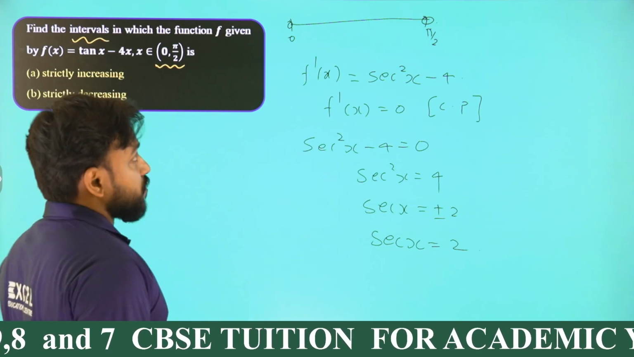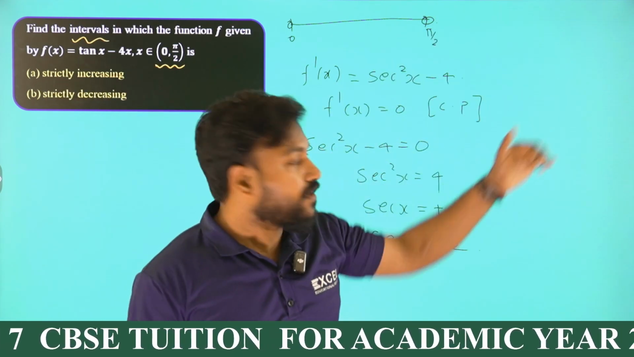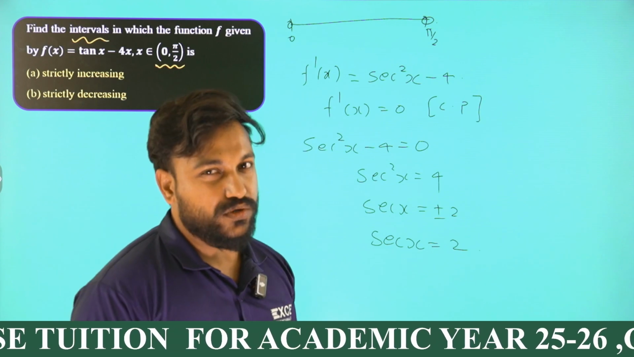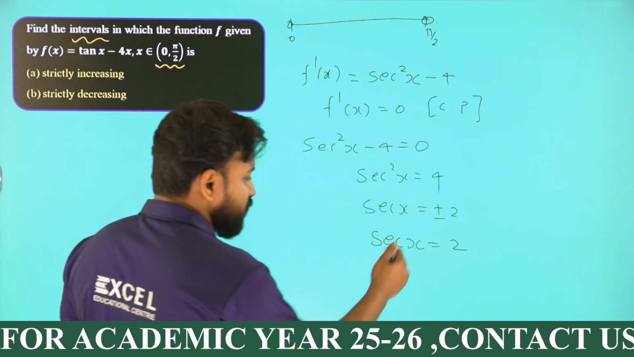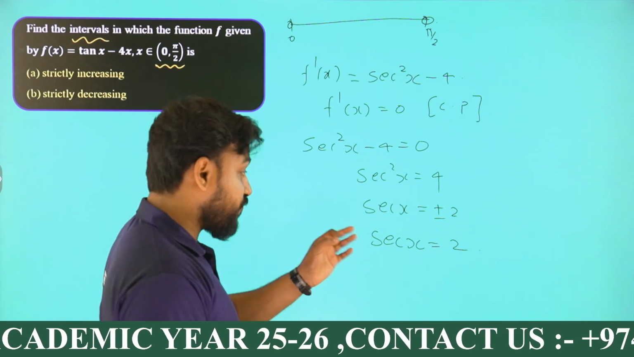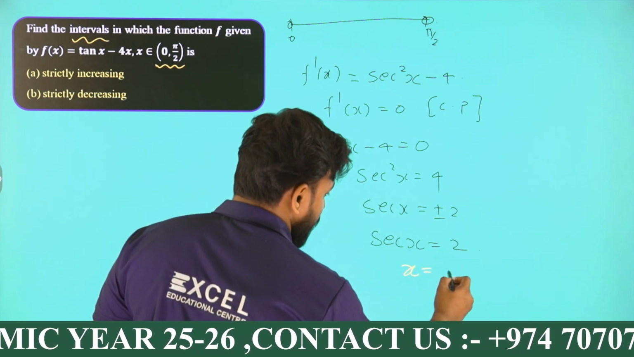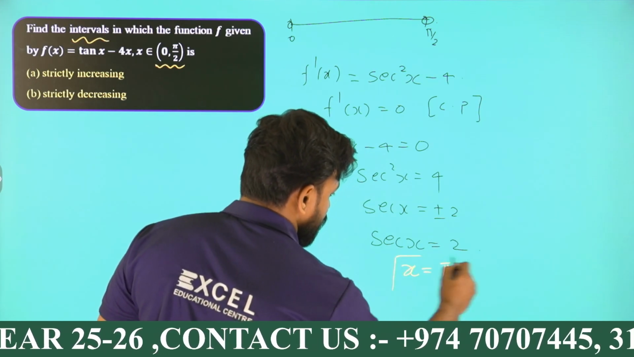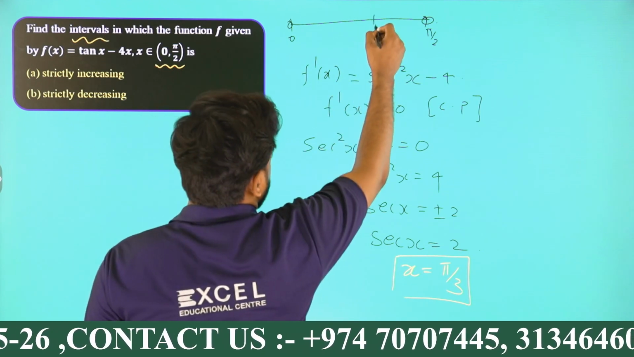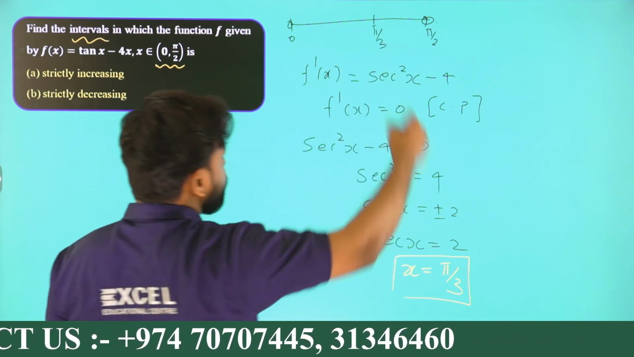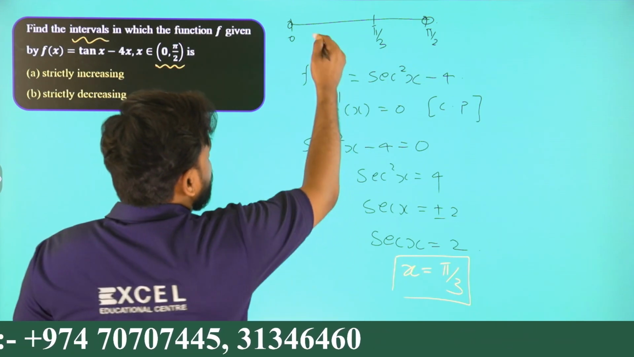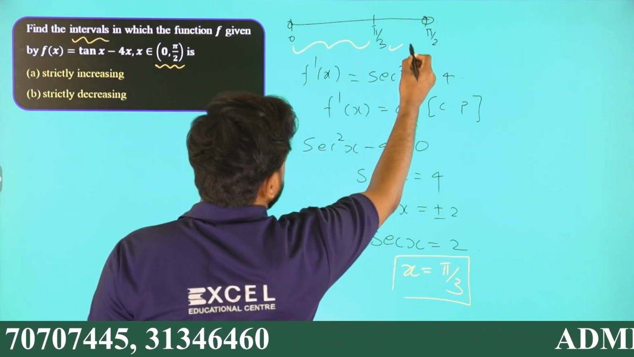If the second quadrant was also included, if it were from 0 to pi, you should have considered minus 2 also, because sec is negative in the second quadrant. So at what value of x are you getting 2 for sec? It will be pi by 3. So you got your critical point, that is pi by 3, that is 60. So in between, this is the first interval, this is your second interval.